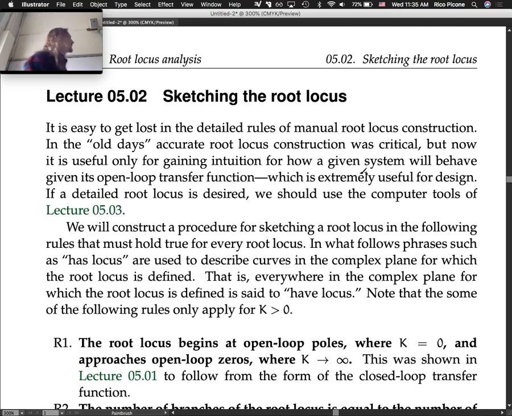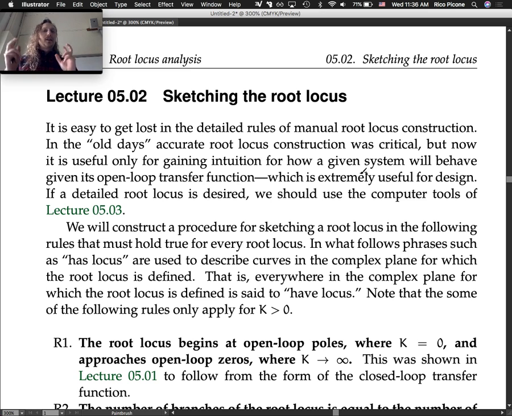But let's talk about sketching the root locus, because I know about this. I think. I'm going to pretend. Okay, so sketching the root locus. It is easy to get lost in the detailed rules. There's a huge section in Nice about how to sketch the root locus plot. So it's easy to get lost in the detailed rules of manual root locus construction.